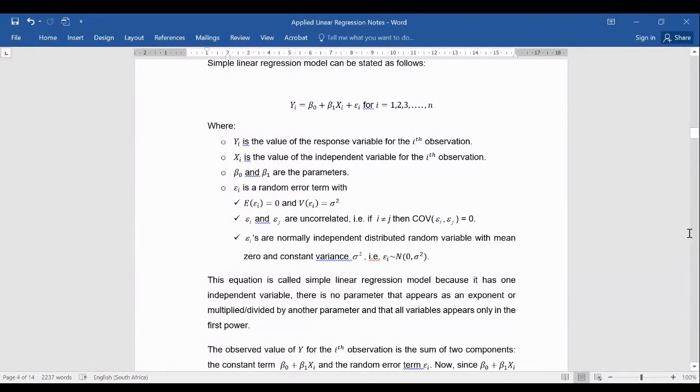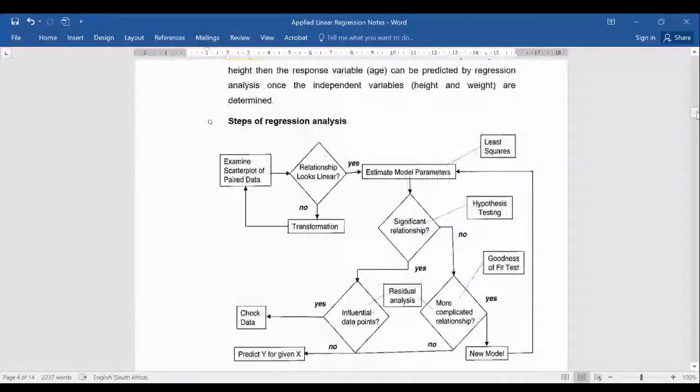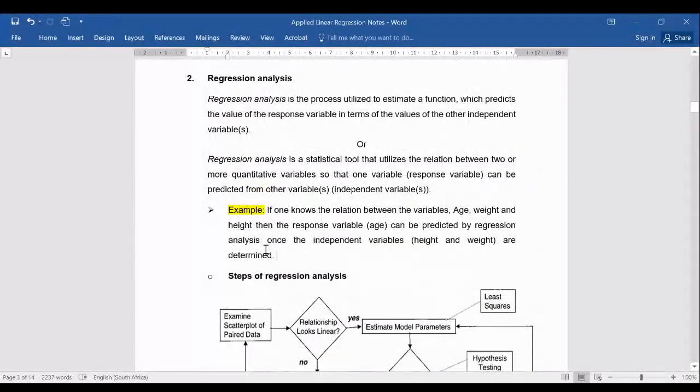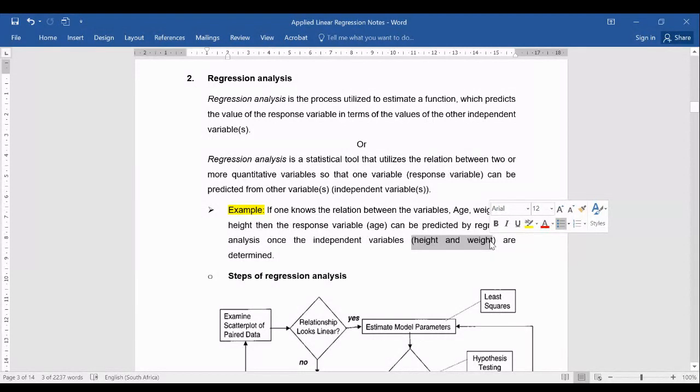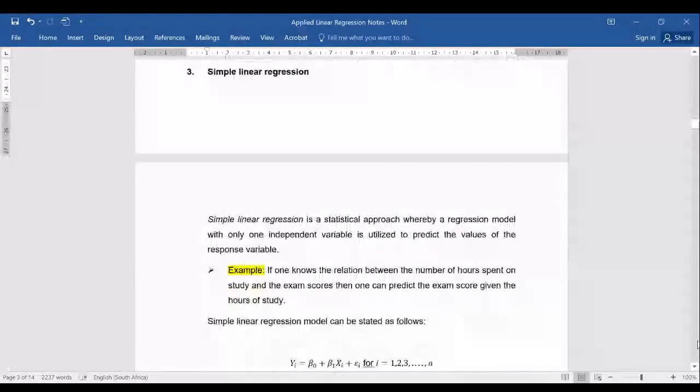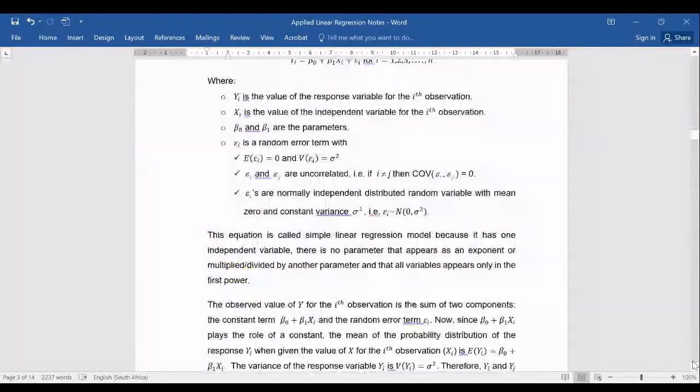And this tells us that the first example that we looked at, which is this one, is not an example of a simple linear regression model, because here we have two independent variables. A simple linear regression model has one independent variable.